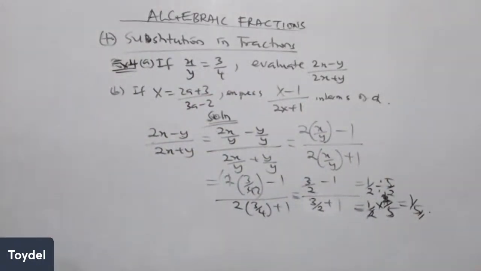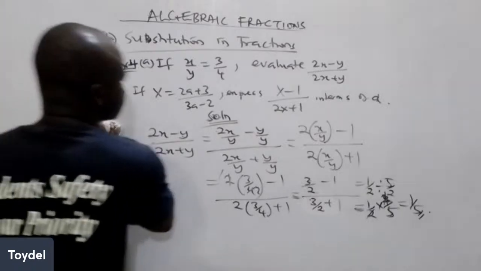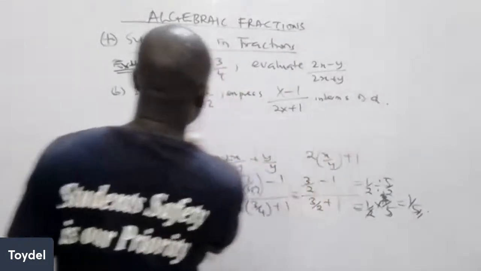And that is what we are going to get. The final answer will be 1 all over 5. So that's what we are going to get under substitution in fractions. Then we go to this second one.